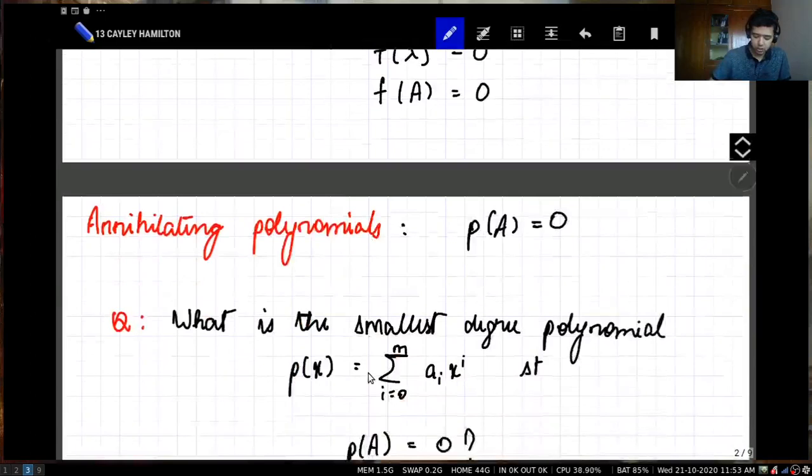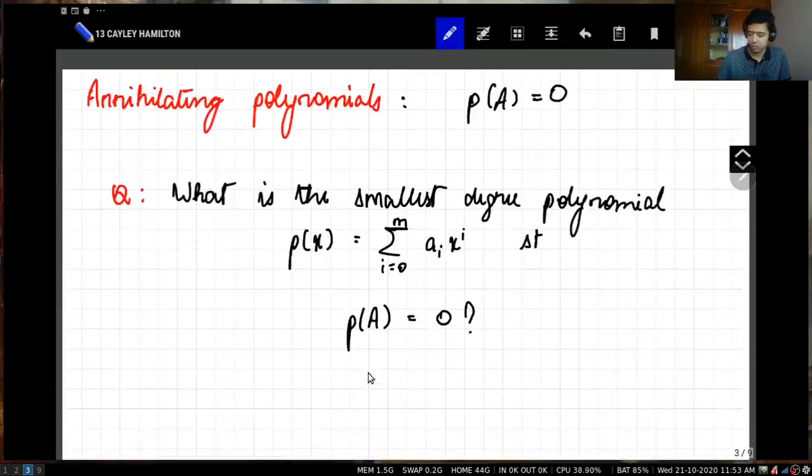So in general, given a matrix A, if p of A is equal to 0, then that particular polynomial p of x is what we call an annihilating polynomial for A. And it's annihilating because it sort of kills the matrix, right? So if you take a polynomial function of that particular matrix, then it gets killed to 0.